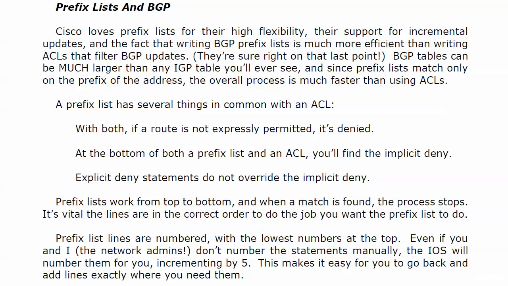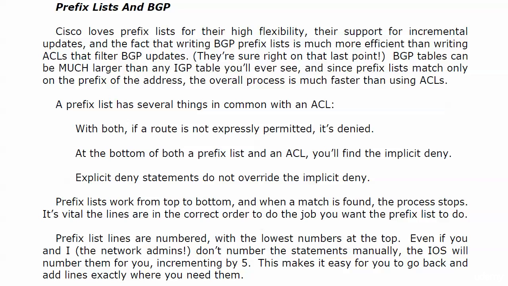Because BGP tables can have thousands of entries. They're going to be much larger than any IGP table you work with. And prefix lists, of course, are matching on what? The prefix of the address. And therefore the overall process is much faster than using ACLs.